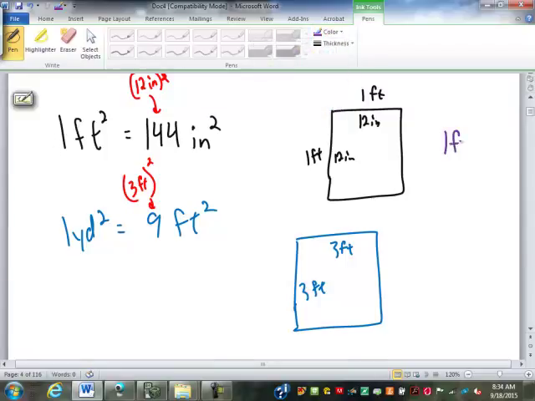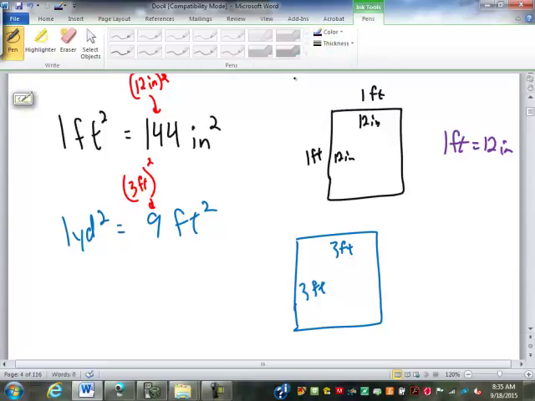If you have 1 foot equals 12 inches, you can square both sides of an equation and it'll stay true. So 1 foot squared is just 1 square foot. 12 inches squared, well, 12 squared is 144. Inches squared are square inches. And the same here. 1 yard was 3 feet. So square each side. 1 yard squared is 1 square yard. 3 feet squared is 9 square feet.